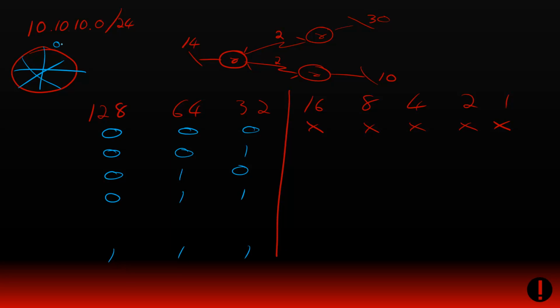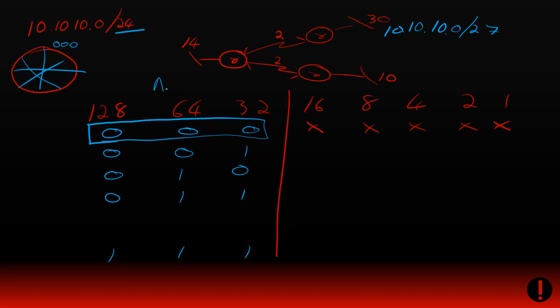First one over here becomes 000. Congratulations. This guy becomes 10.10.10.0/27. Why /27? It was /24, and you've now used 3 more bits. Remember, this is now all part of the network portion, and this section over here is now all part of the host portion. So 3 more bits have been used for the network portion. It was /24, it's now /27. Okay, brilliant. This network, done, catered for, fed, happy.